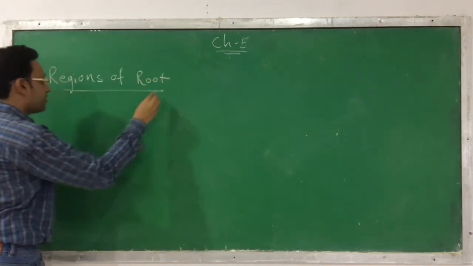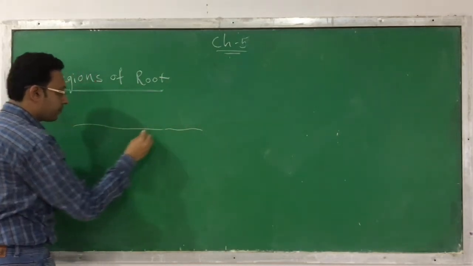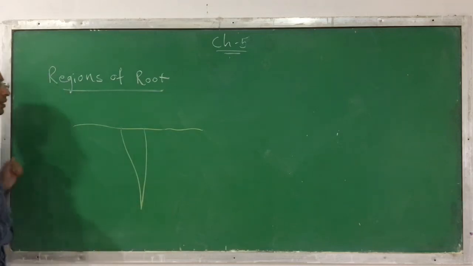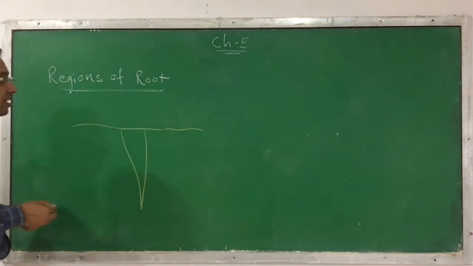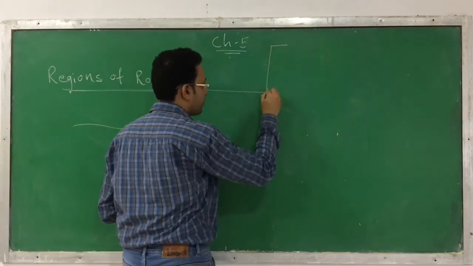What are the different regions of a root? Suppose this is the ground level and here the root develops underground. Clear? Now, what are the different regions? There are 4 regions of a root.